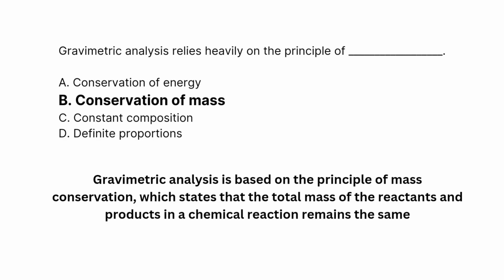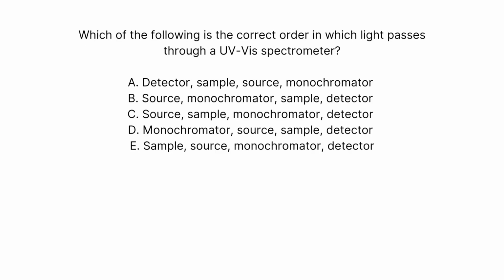Gravimetric analysis is based on the principle of mass conservation, which states that the total mass of the reactants and products in a chemical reaction remains the same. Let's proceed to the next question.